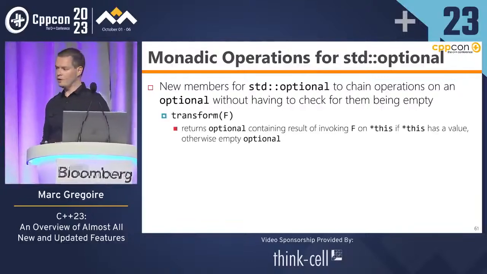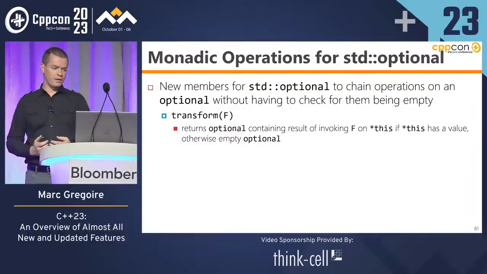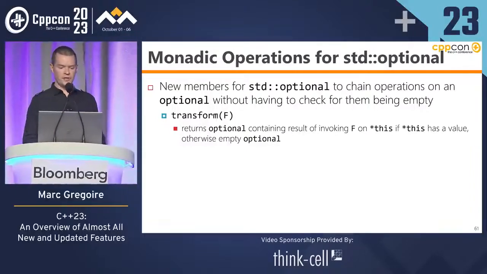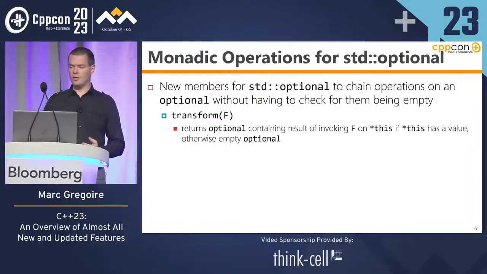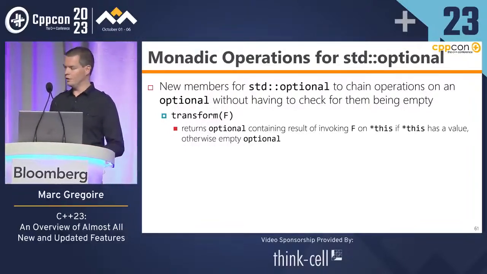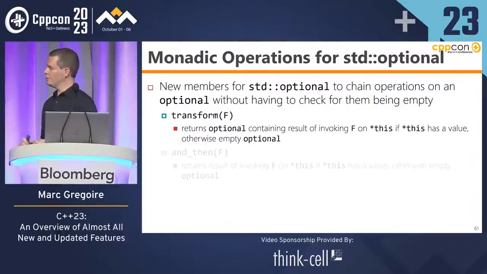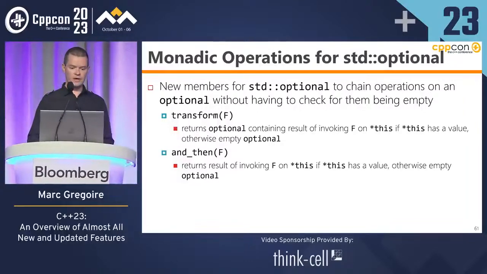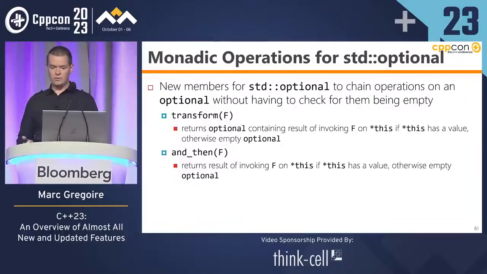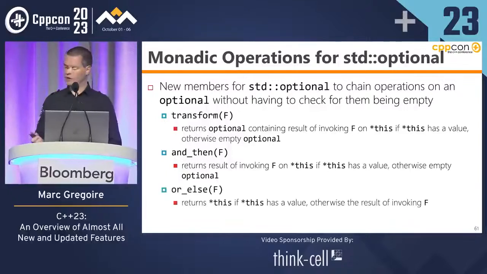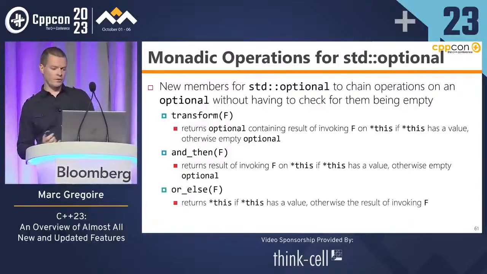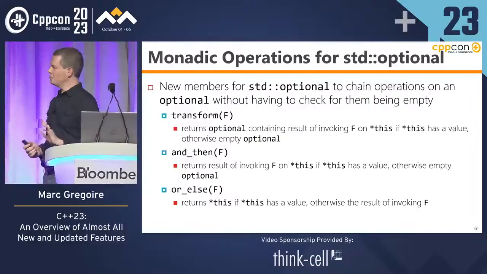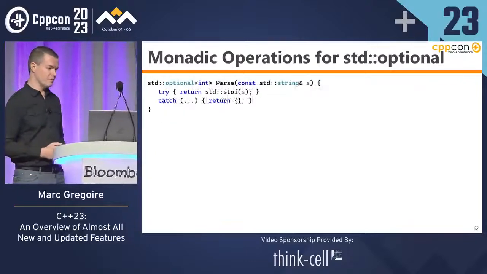And there are three monadic operations. The first one is transform. Transform returns another optional that contains the result of invoking a function f that I pass to transform, if my optional has a value. If it doesn't have a value, transform will automatically return an empty optional. The other one is and_then, which returns the result of invoking f if we have a value, otherwise it returns an empty optional. And then finally we have or_else, which returns the optional if it has a value, otherwise the result of invoking f. So this sounds a bit abstract again, so let's have a look at an example.